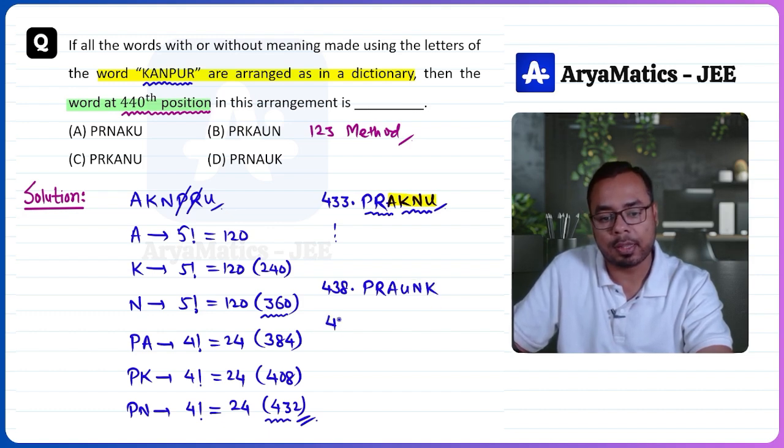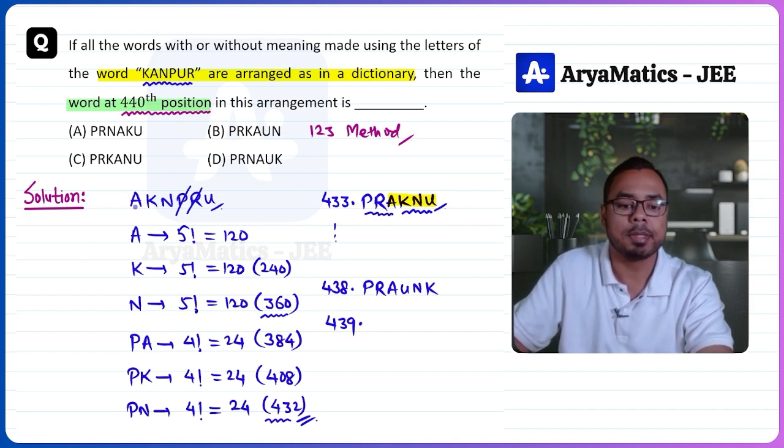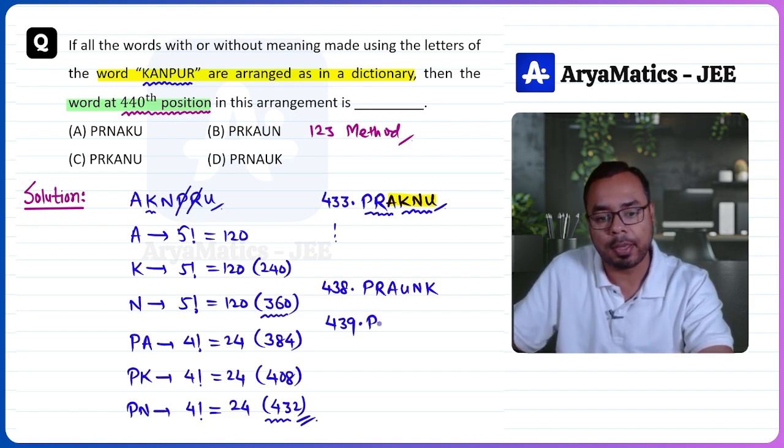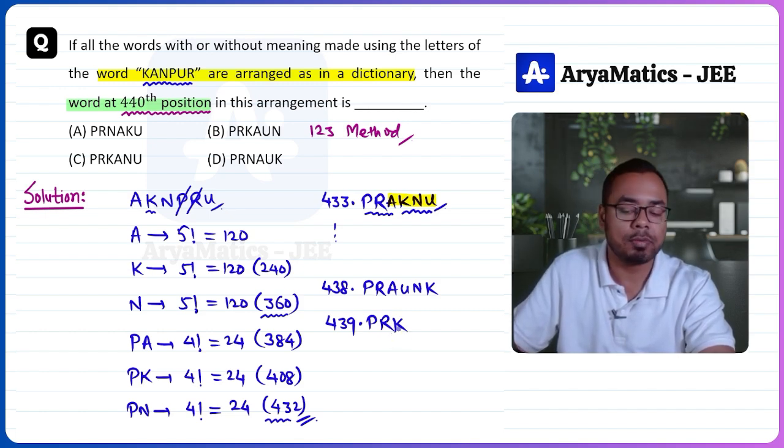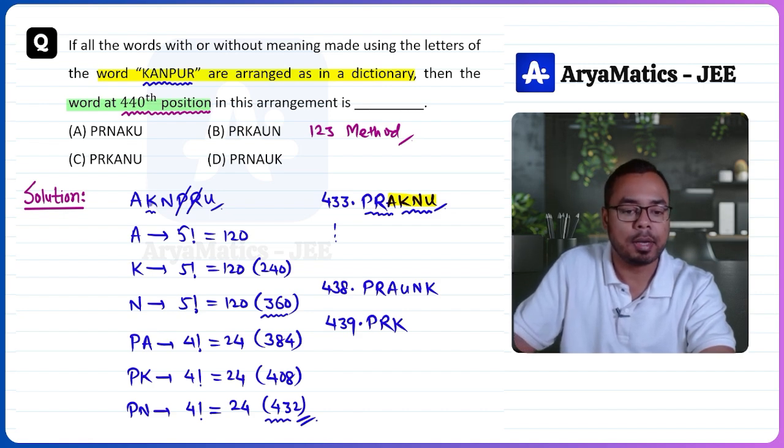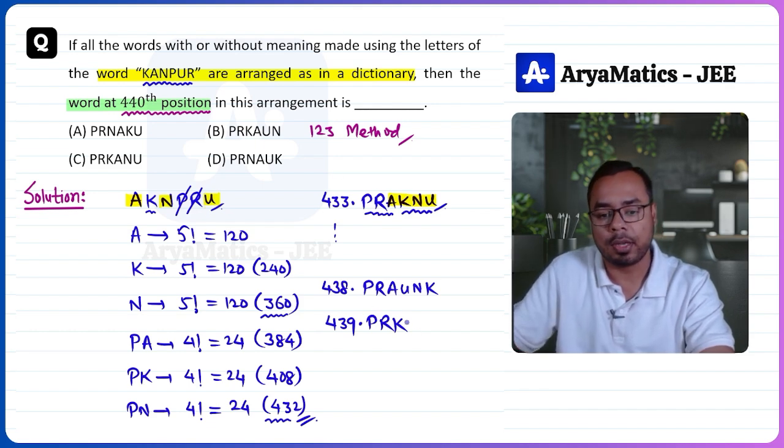Now on 439th place, after PRA, the six words, you will get PRK. First two letters will be PR, then after A, K. So this will be the word on 439th place, starting with PRK. Now the first word starting with PRK will be PRK, and then the remaining 3 letters, A, N, and U in alphabetical order. So here you can write A, then N, U.